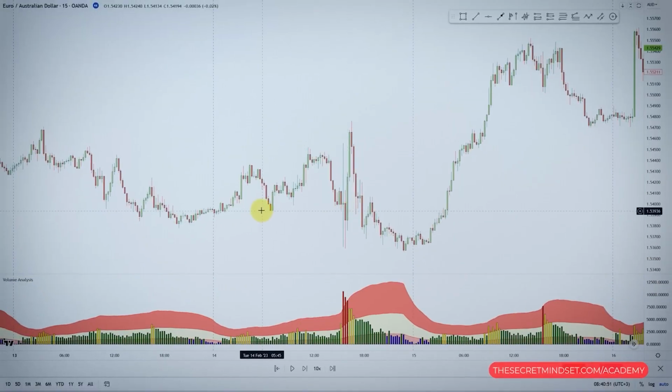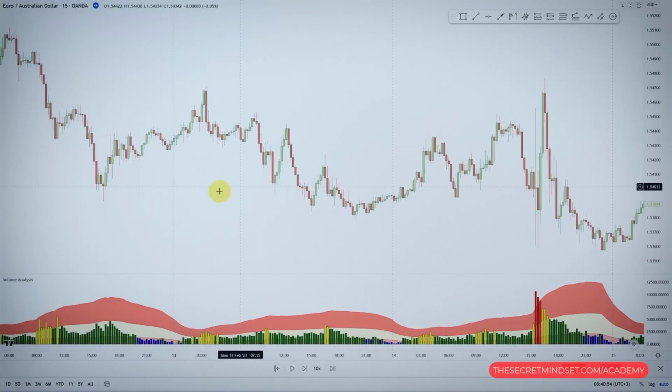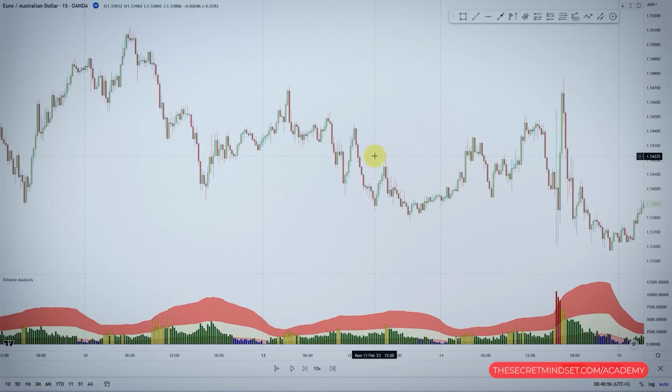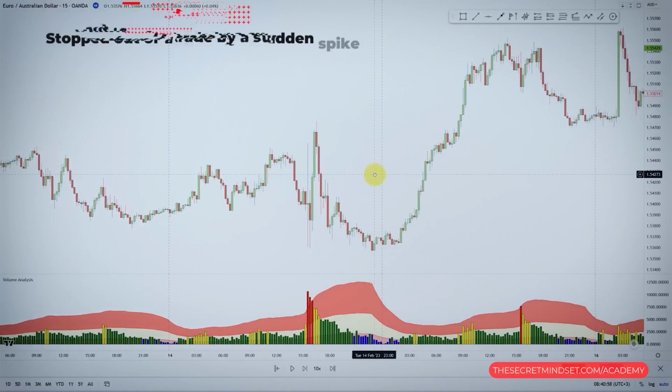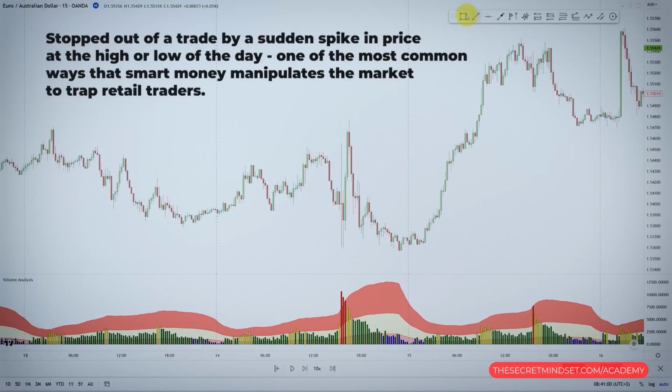Now let's go even deeper and discuss the most common smart money traps. If you are a day trader, you have probably experienced the frustration of being stopped out of a trade by a sudden spike in price at the high or low of the day. This practice is one of the most common ways that smart money manipulates the market to trap retail traders.